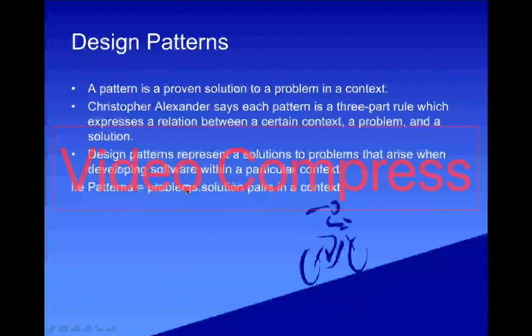We will not spend much time on the history of Java, because that's not the agenda. So let me start with design patterns. Why are we using a design pattern? I will talk about the business delegate design pattern. As Christopher Alexander said, each pattern has three parts, which express a relation between a certain context, a problem, and a solution.